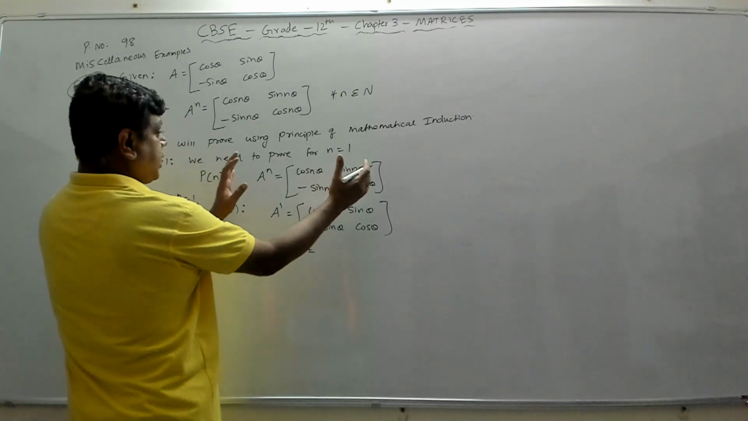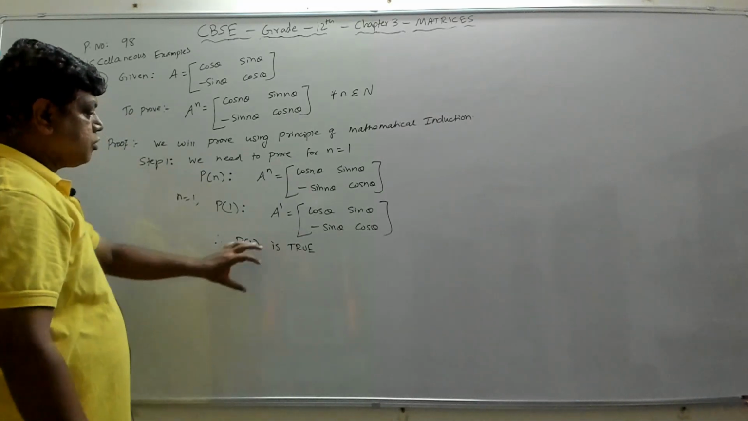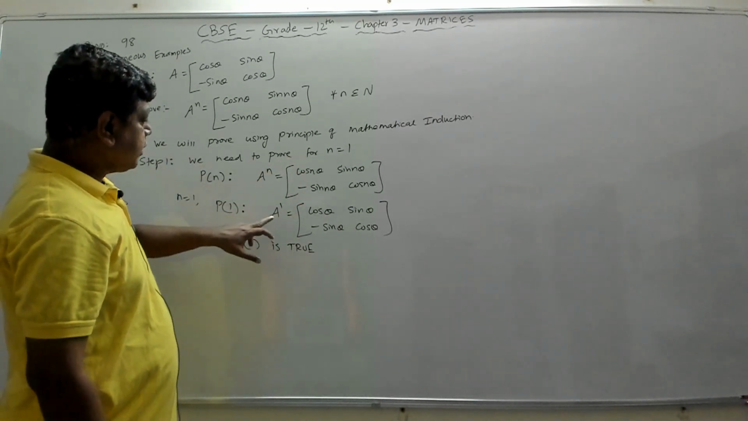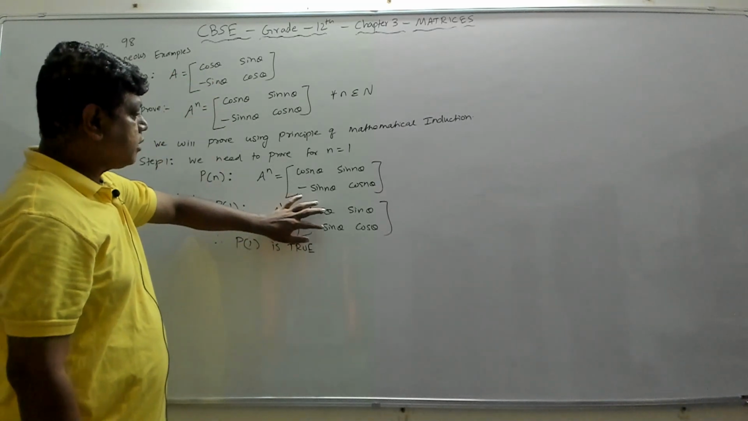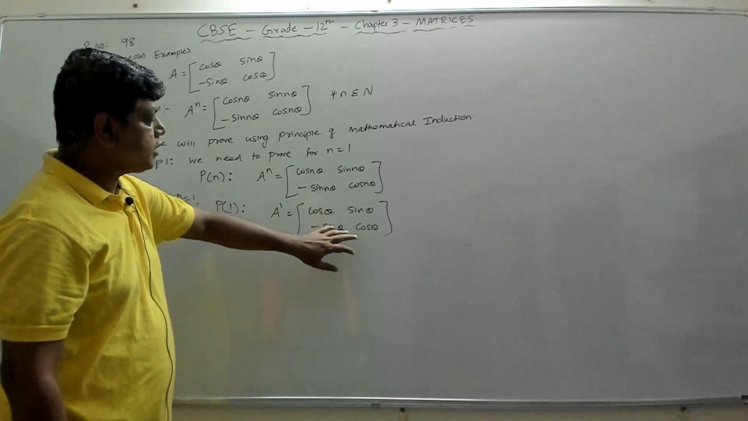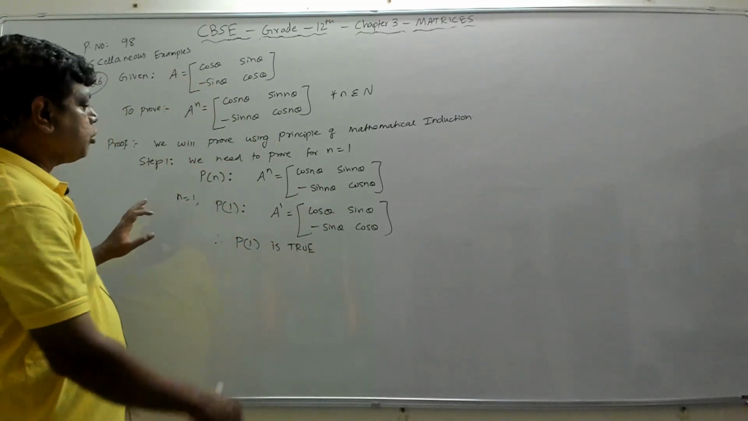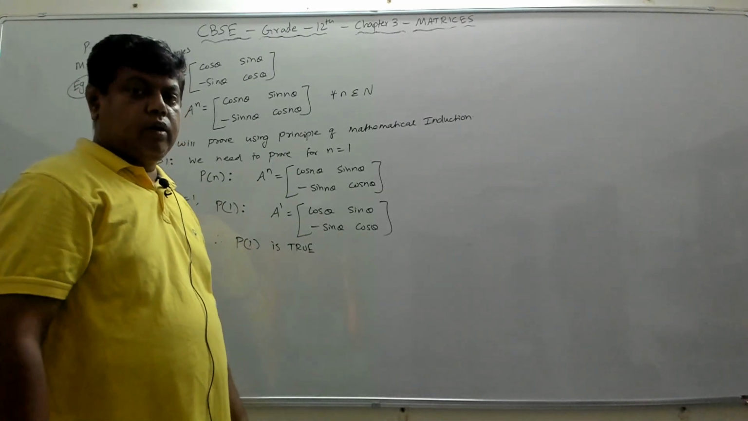Which means this statement is true when n is equal to 1. This is true because when I put n is equal to 1, I get A equal to this, and that is given. So these two are matching and equal, because this is also A: [cos theta, sin theta; minus sin theta, cos theta] is also A. So both are matching. So it is true for n is equal to 1. Now we have to assume.